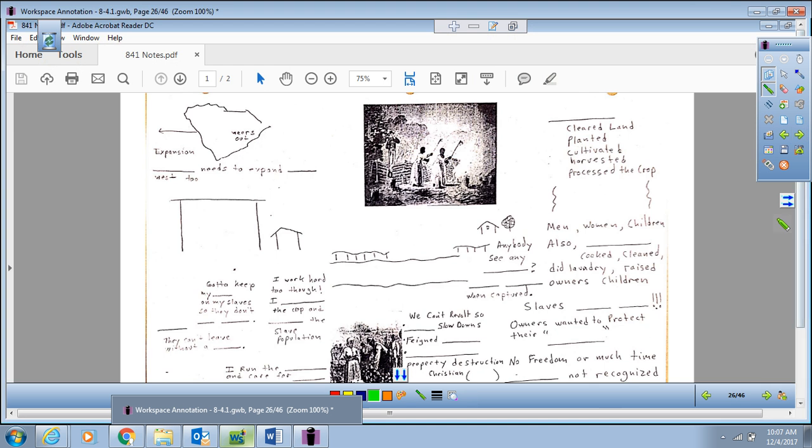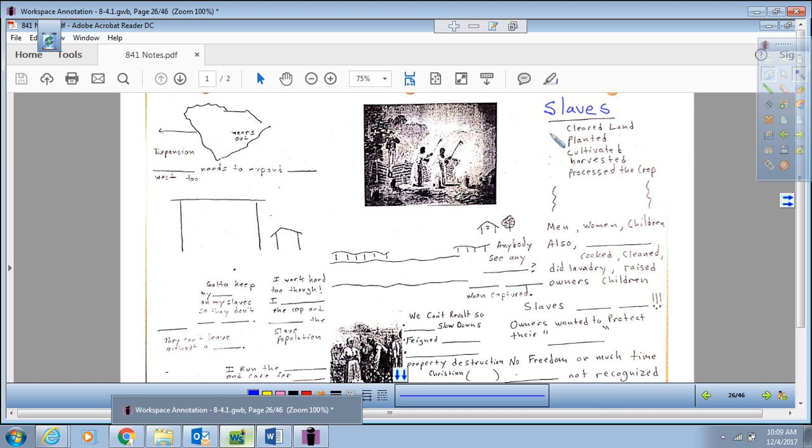And this brings us to the next section, and that is about the jobs of the slaves. I'm going to show you a bunch of pictures here in a minute. But slaves did pretty much everything. The only thing they didn't do is count money. They did everything else.